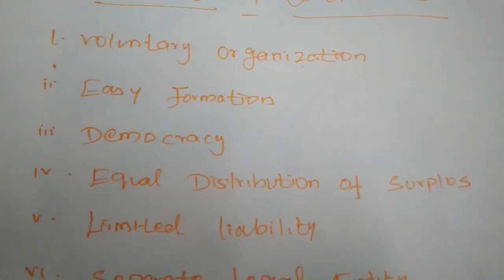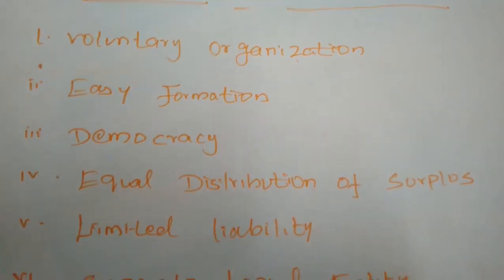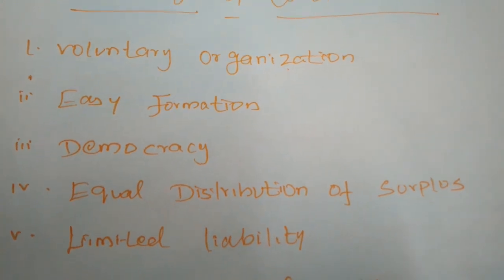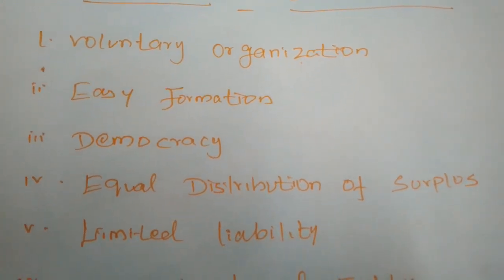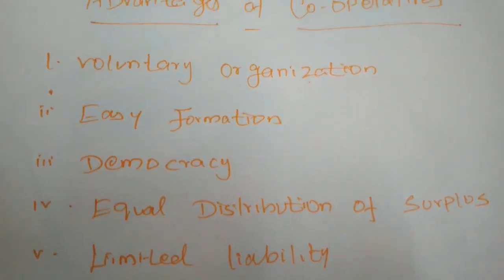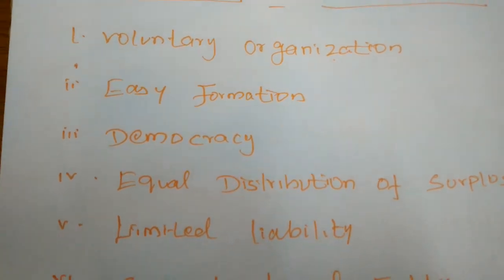Next, easy formation. Cooperatives can be formed much more easily when compared to a company. Any 25 members who have attained majority can join together and form a cooperative organization. There are no heavy legal barriers.